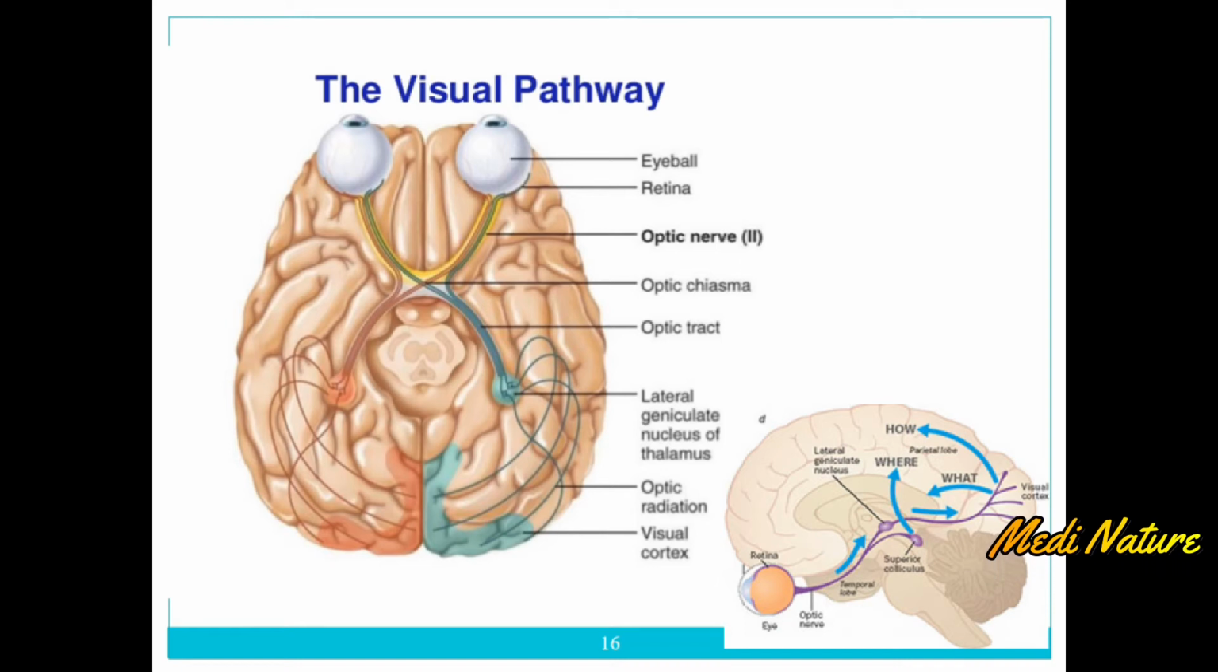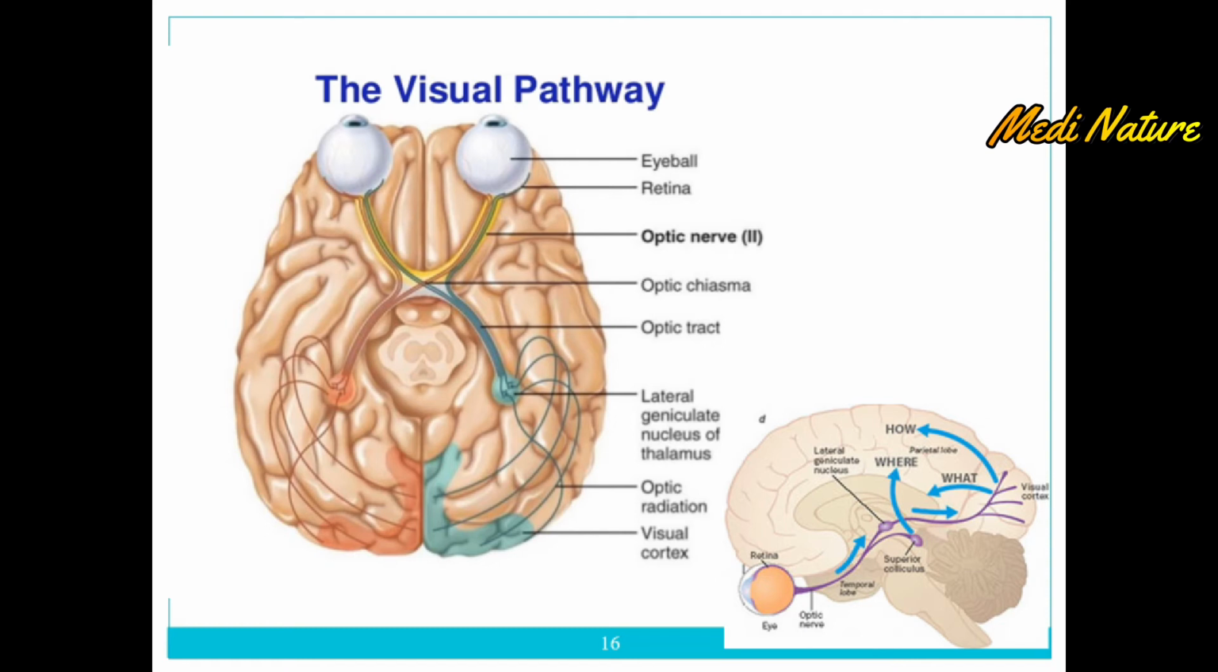It consists first of the eyeball, then the retina, then the retina leads to, or starts, the optic nerve. At the optic chiasma, some nerve fibers of the optic nerve cross the midline and enter the other side. Then these optic fibers enter the optic tract. Finally, they enter the lateral geniculate nucleus of the thalamus.